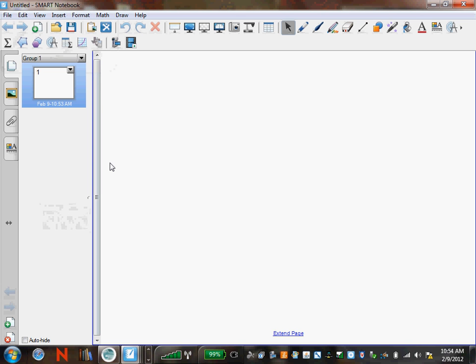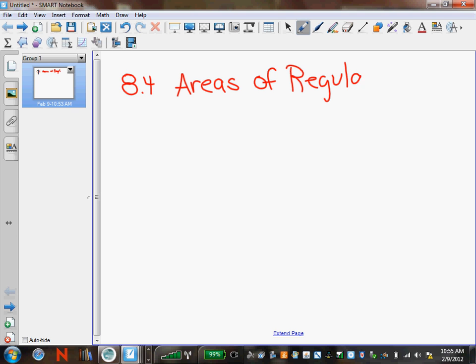Okay, today's lesson is section 8.4, areas of regular polygons. Before we get into the formula for areas of regular polygons, there's a few things that you're going to have to remember from past chapters.